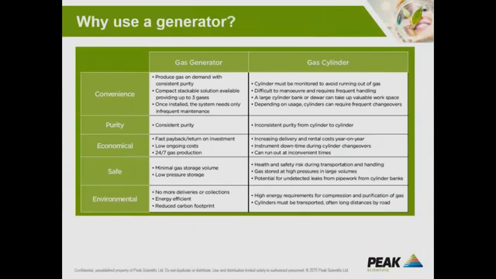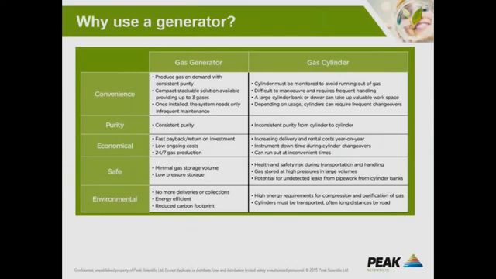Okay, so now I'd just like to look at this table where we just have some comparisons between gas generators and cylinders. So why would you want to use a generator rather than cylinders? So in terms of convenience, gas generators produce gas on demand with a consistent purity, and the systems available from Peak Scientific are stackable, so you can have 3 gases from one stack, which takes up quite a low footprint in the lab. And once installed, the system only needs to be maintained on either a half-yearly or yearly basis, depending on the system.